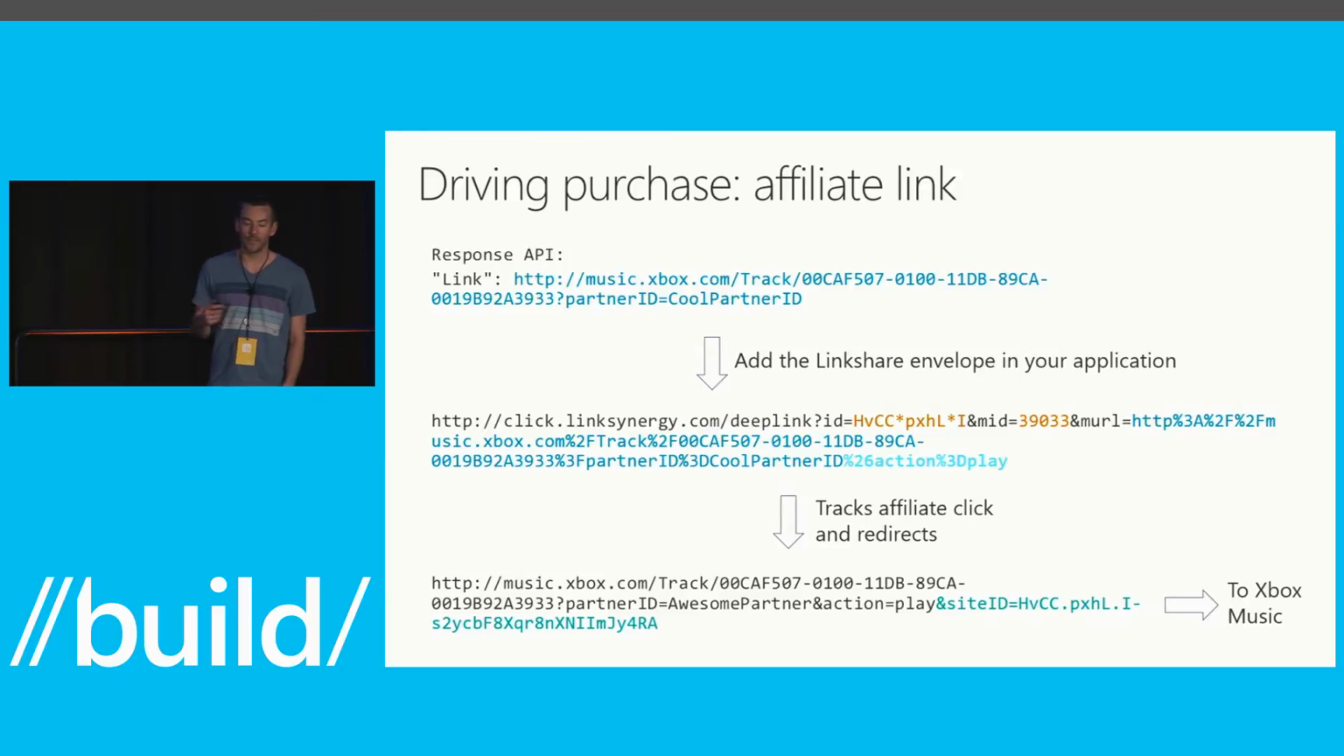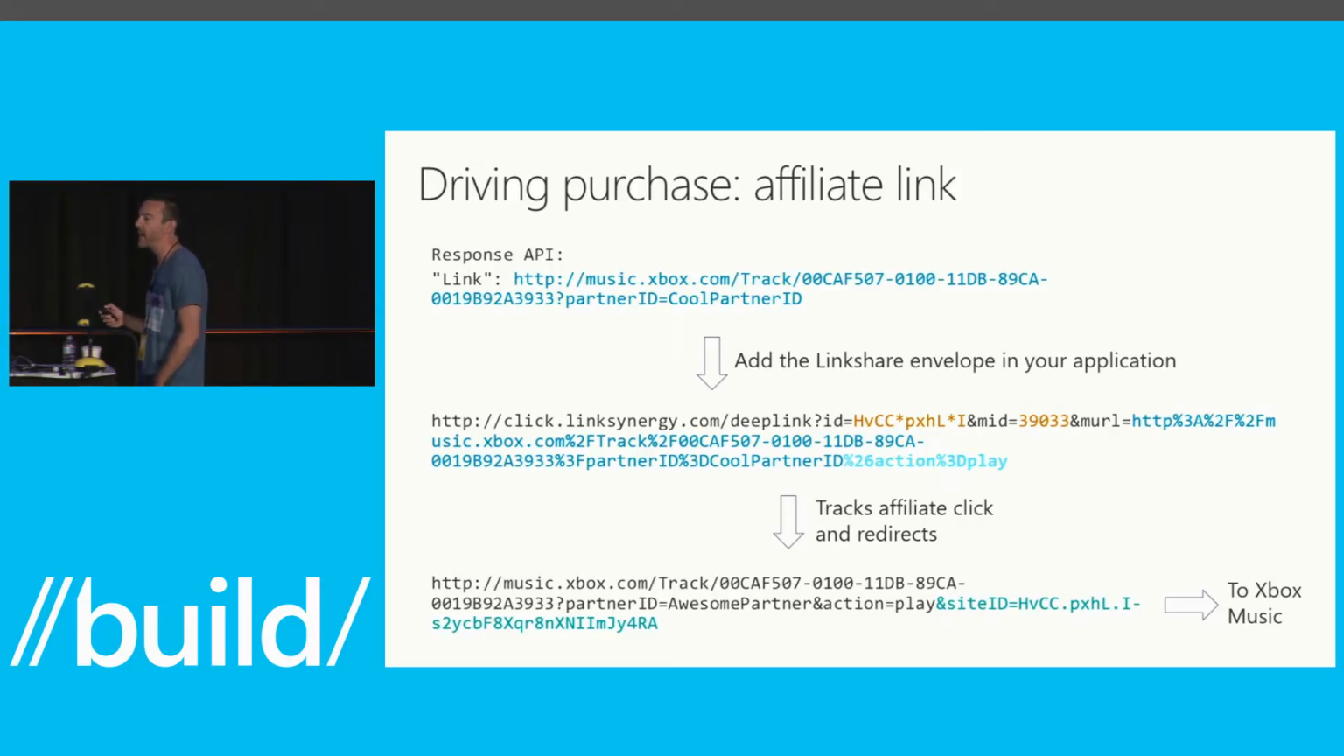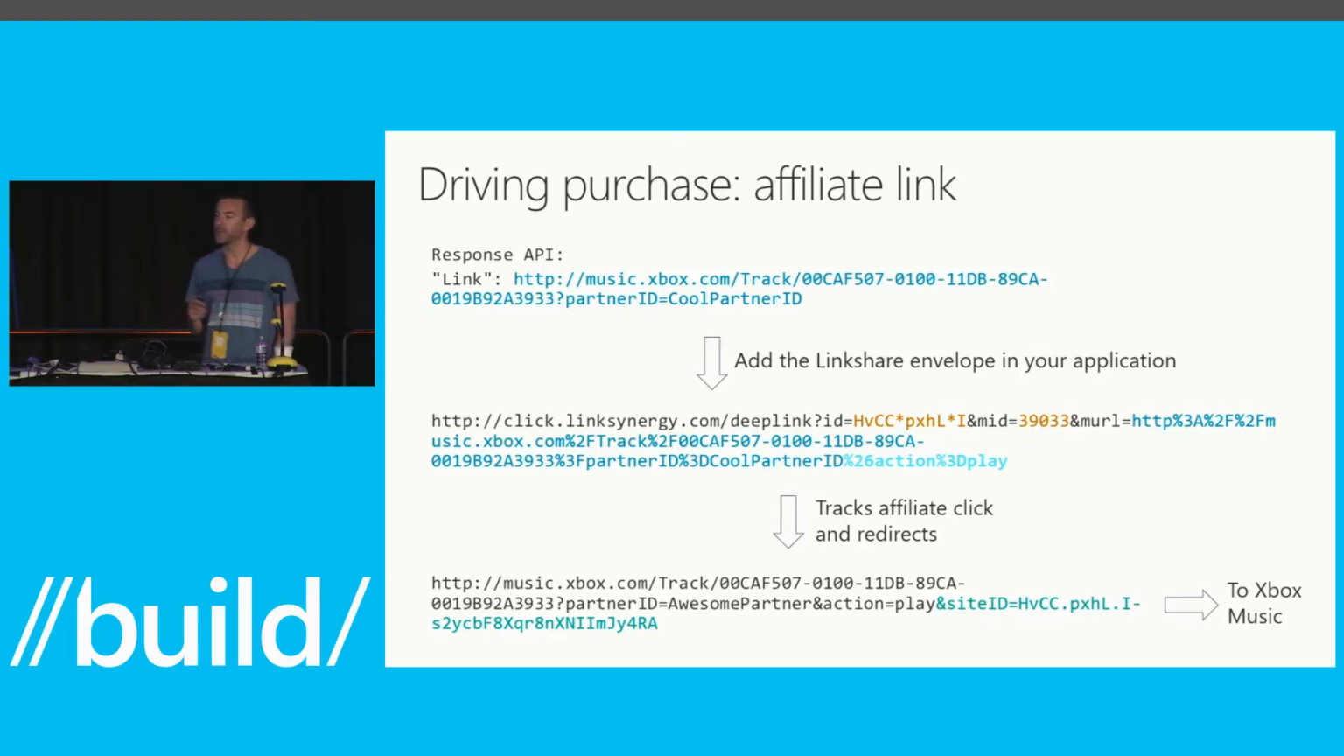You can add actions to the link, play, buy, or view to trigger a more specific desired experience in your application. Now, when the user clicks on the link, he's tracked as coming from your app in the back end, and that click is recorded. As I said, any purchase of content or subscription purchase made by the user will be attributed to you.